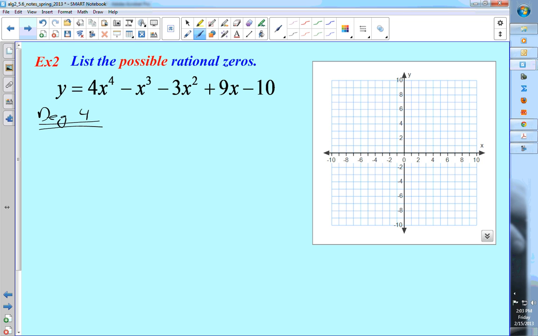See if you can list all the p values. And see if you can list all the q values. And then don't worry about the p over q. We'll do that together. But right now, list your p's and list your q's. See if you can make that list happen.